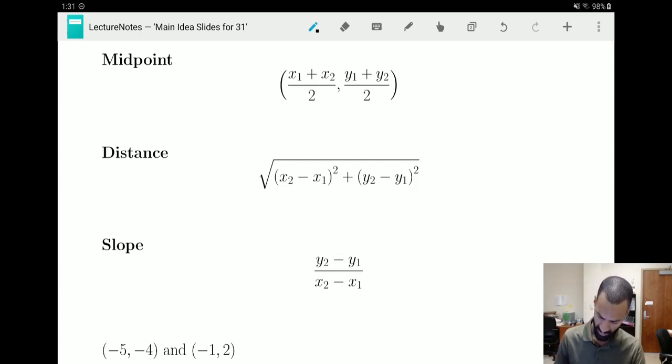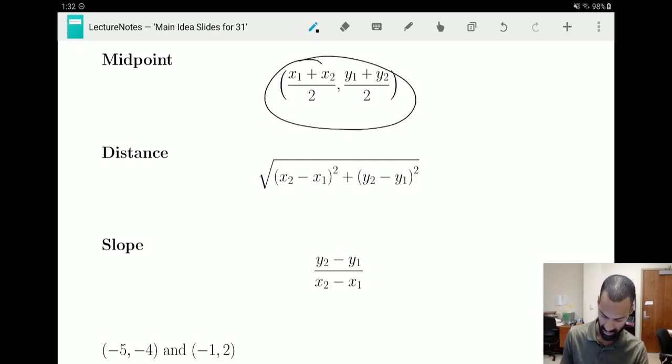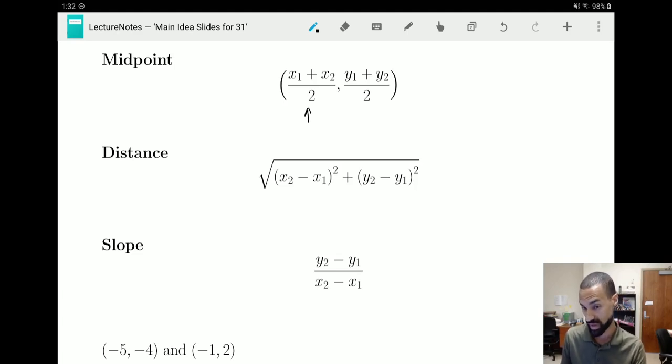So midpoint, the midpoint formula just says you have a new ordered pair here. The x value, your new x value, is just the average of the two x's. You add them together and divide by 2. The new y value is the average of the y values. You add them together and divide by 2.